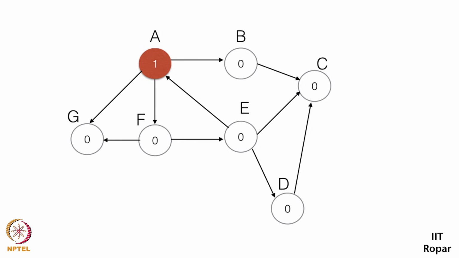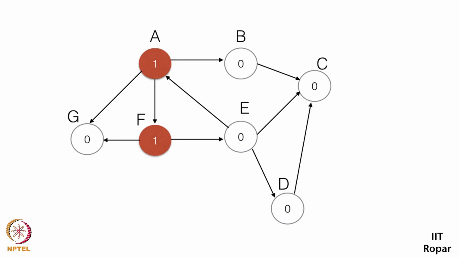Then I will look for the neighbors of A. What are the neighbors of A? We have B, we have F and we have G. We have to pick a node randomly from the neighbors of A. So we pick a node randomly, and we have selected F and incremented its counter.